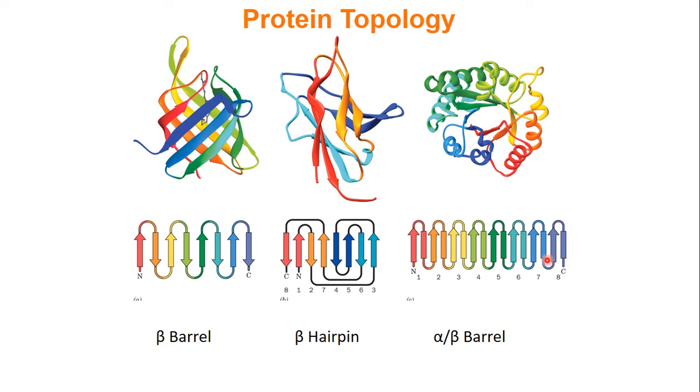Here and in all the pictures we have seen so far, if you have an arrow, this means beta sheet. If you just have a rectangle, that means alpha helix. So you can see beta sheet, alpha helix, alpha helix in our alpha beta barrel.